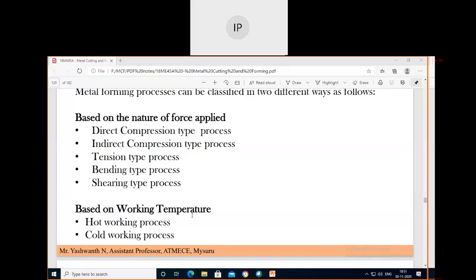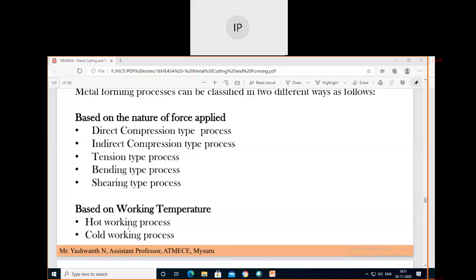Hot working process means the working temperature of the workpiece is above its recrystallization temperature. Now again the term comes here: what is meant by recrystallization temperature? But below the melting point, this process we call the hot working condition.